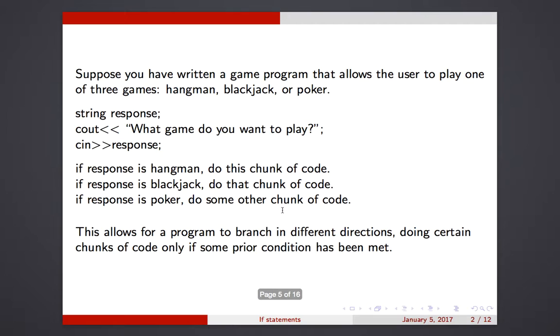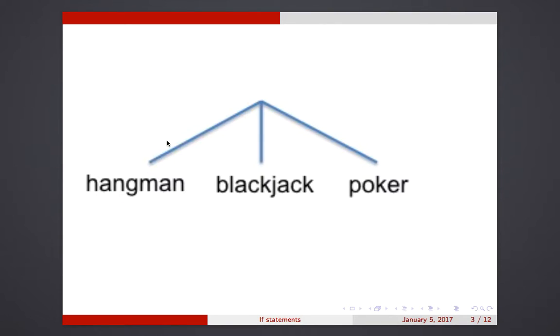So what you need is some sort of branching in the program. You need some way of telling the computer, if this thing is true, like if they responded Hangman, go over here. If this other thing is true, like they said Blackjack, go over here. A schematic of this visually is something like this. In this scenario, there are three possible branches the program could take. One branch goes to Hangman, one to Blackjack, one to Poker.